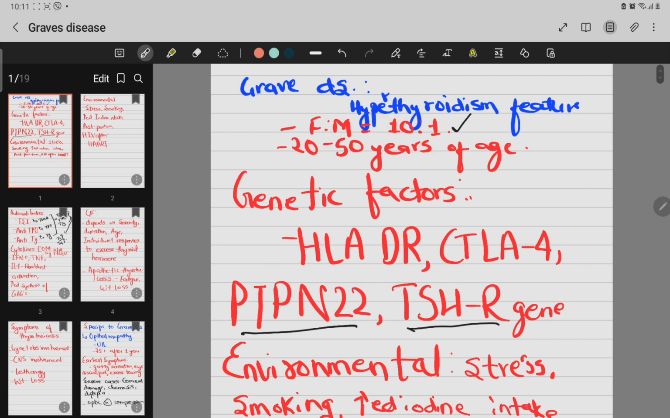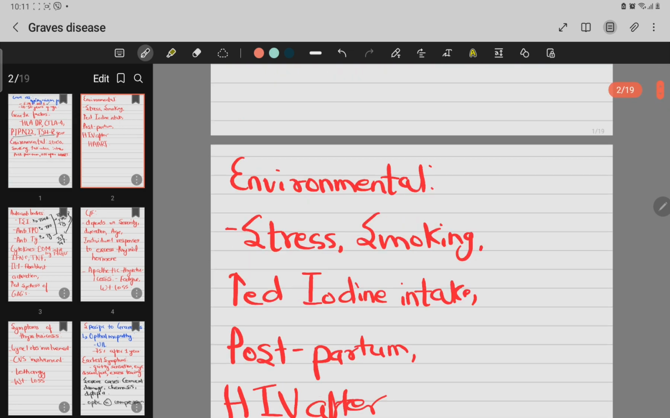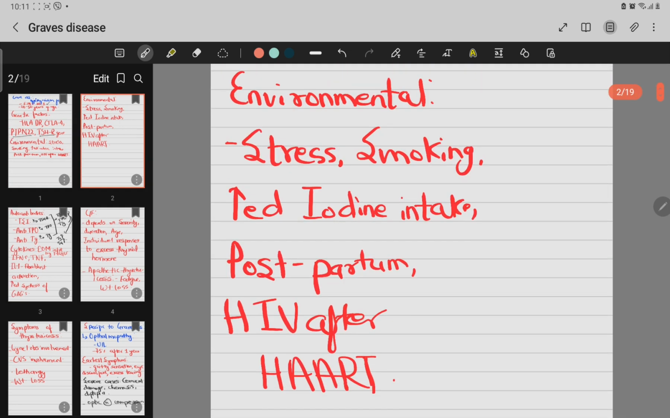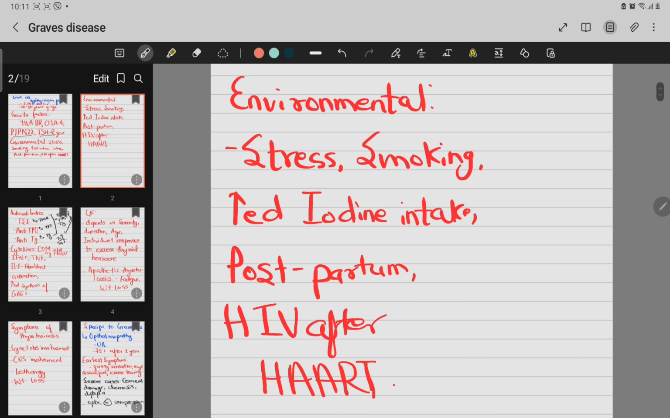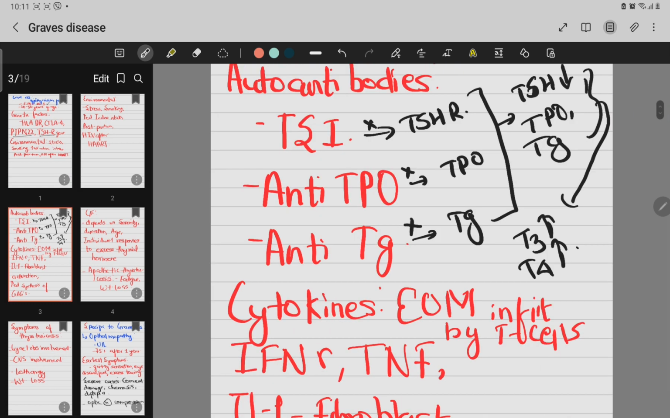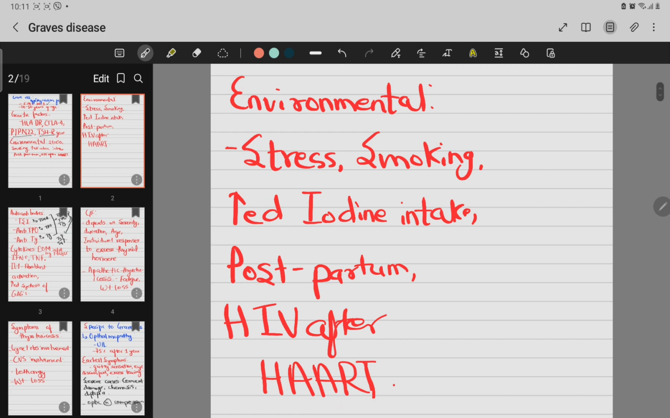They are stress, smoking, increased iodine intake, postpartum, and after HIV, after HAART. So those are the environmental factors: stress, smoking, increased iodine intake, postpartum, HIV after HAART.